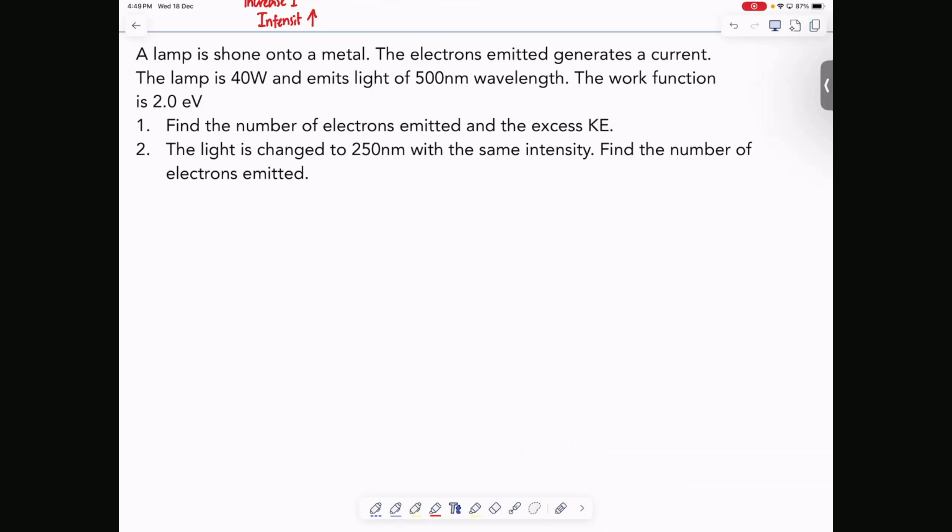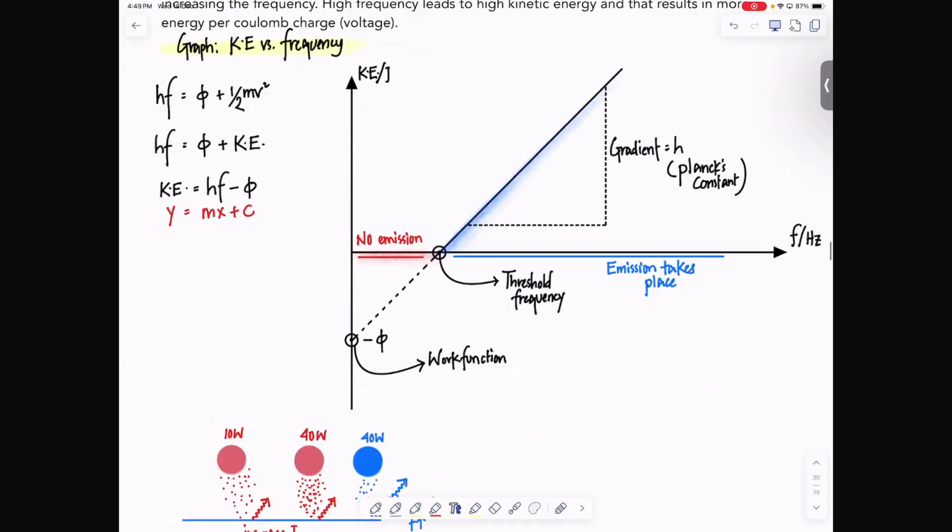It's a summary of what we have done so far. It's a question. A lamp shines light onto a metal, and the electrons emitted generate a current. The lamp is 40 watts and emits 500 nanometer wavelength. The work function is 2 eV. Find the number of electrons emitted and the excess KE. You also need to find the number of electrons emitted for light at 250 nanometers.